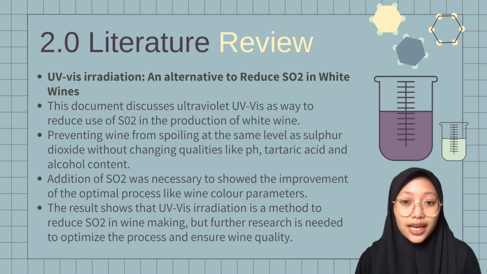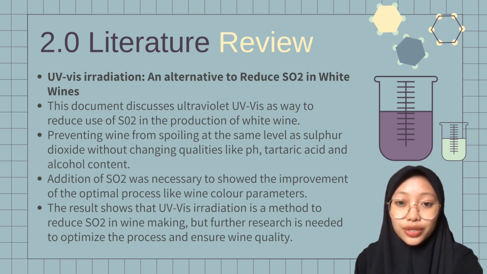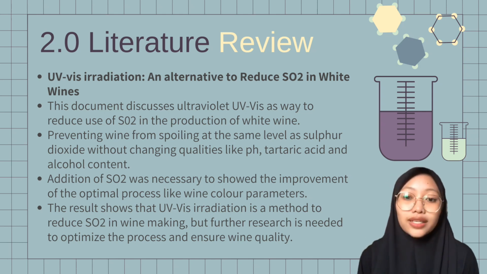And number 3, addition of sulfur dioxide was necessary to show the improvement of the optimal process like wine color parameters. And number 4 is the result shows that UV-Vis irradiation is a method to reduce sulfur dioxide in winemaking, but further research is needed to optimize the process and ensure wine quality.